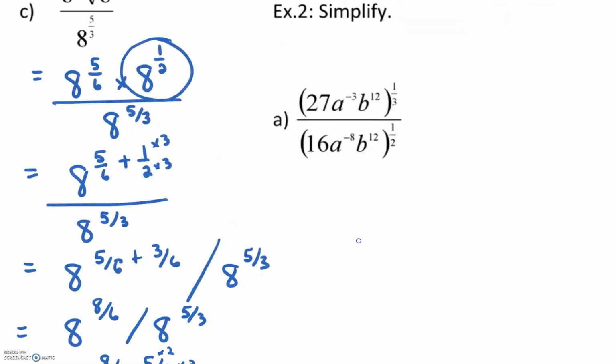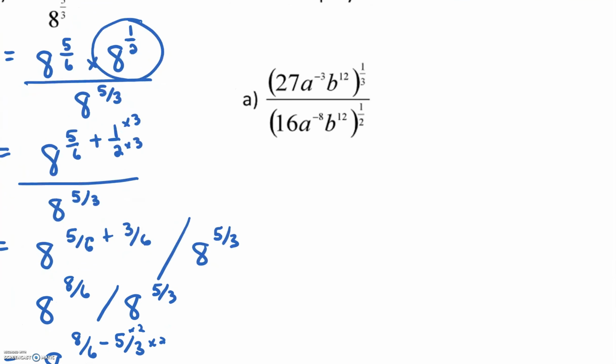Now moving on to example 2, we have quite a bit of stuff going on here. So again, the steps are very, very important. You want to take care of the basic multiplication, division, and power over power rules before you do anything else. So I'm going to go ahead and distribute, which is basically power of a power. And power of a power means that you multiply the exponents. It's not adding the exponents, it's multiplying the exponents.